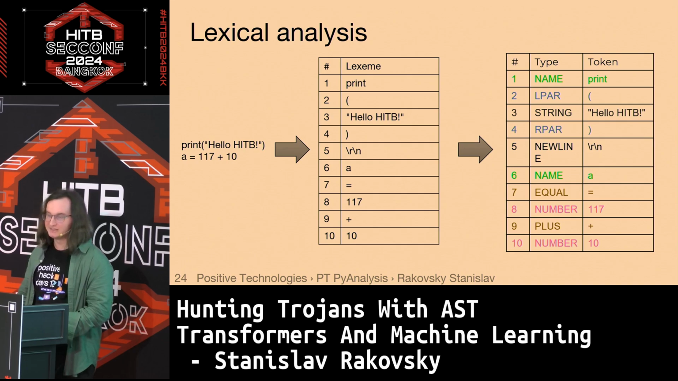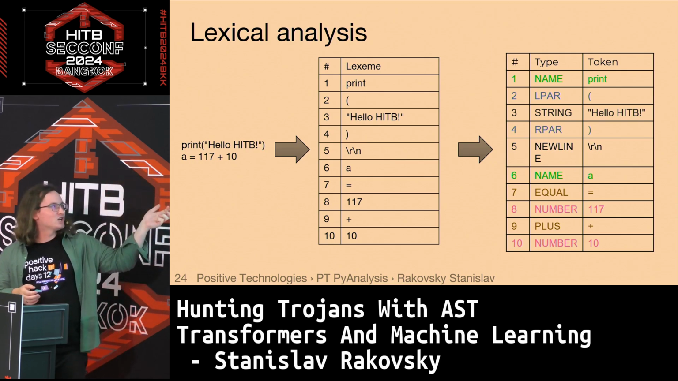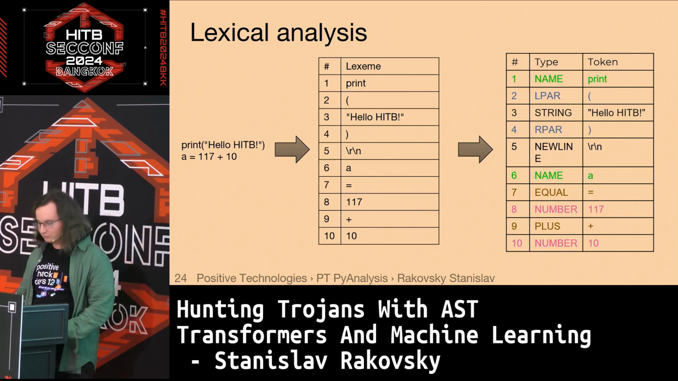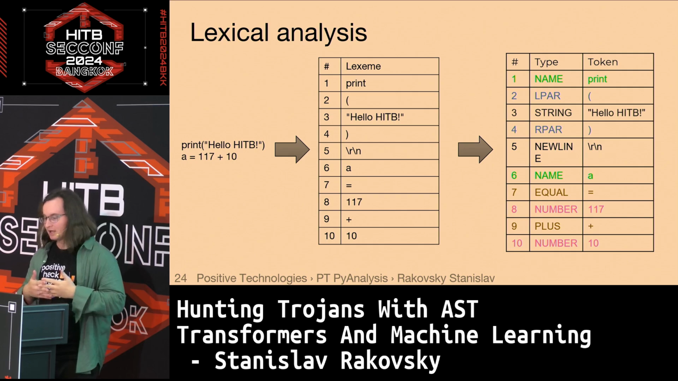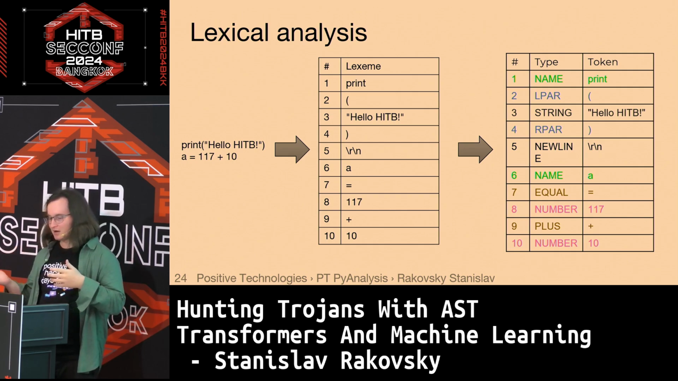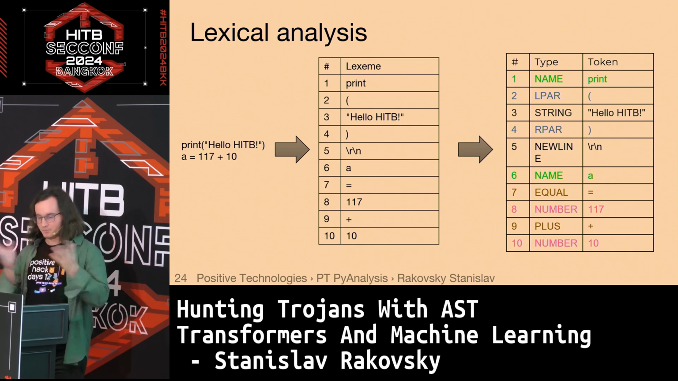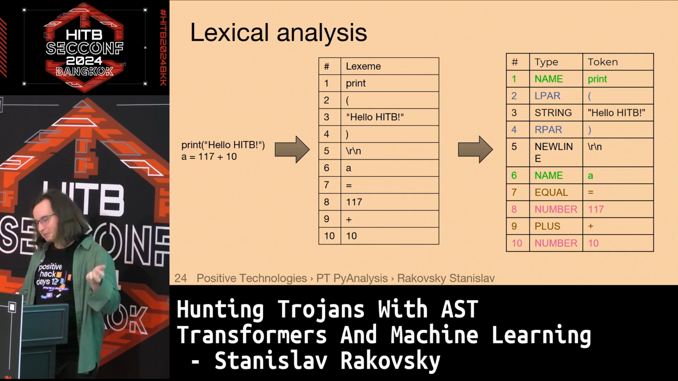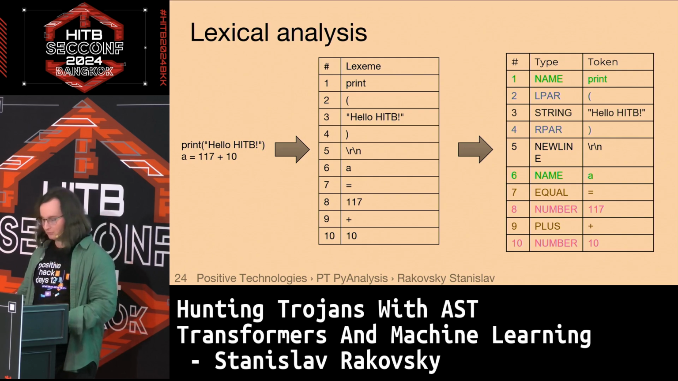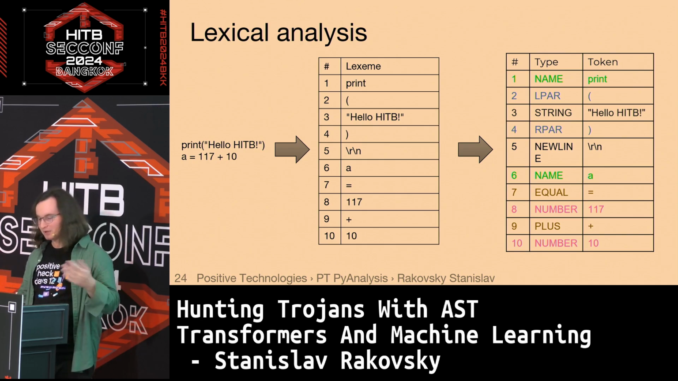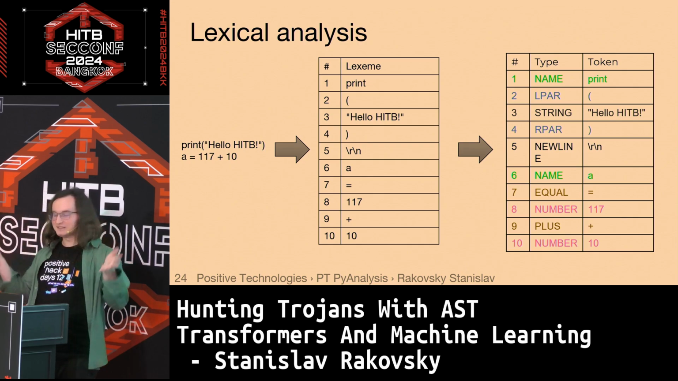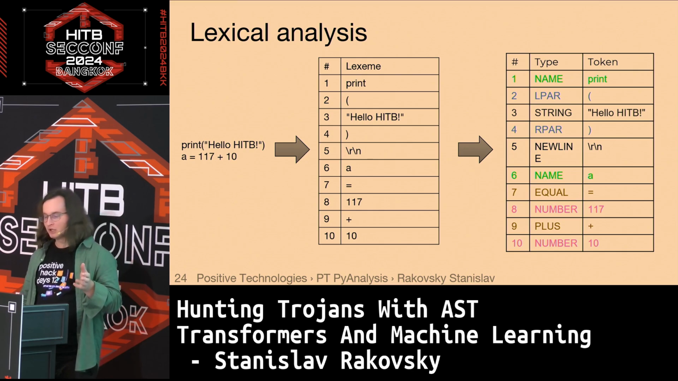On the stage of lexical analysis, your code is parsed. You can see two lines, print hello HITB, and some equation. And as we can see in the token table, our code is parsed into special parts. We have names, like print and a, some constants like hello HITB, newline, some numbers, and some operators like equals and plus. This token table is then put into the syntax analyzer.